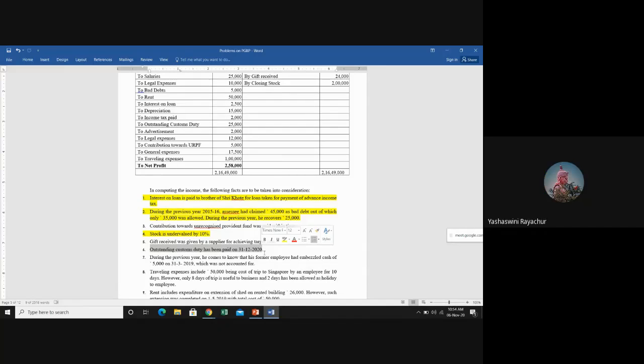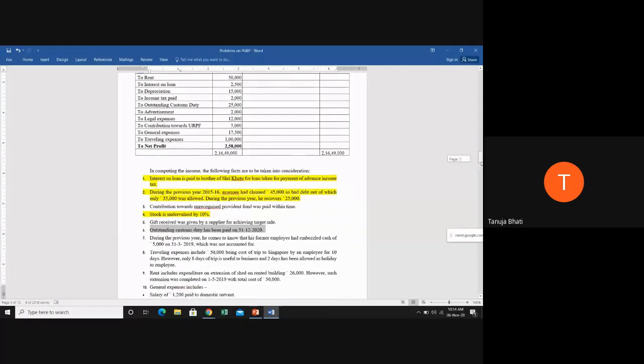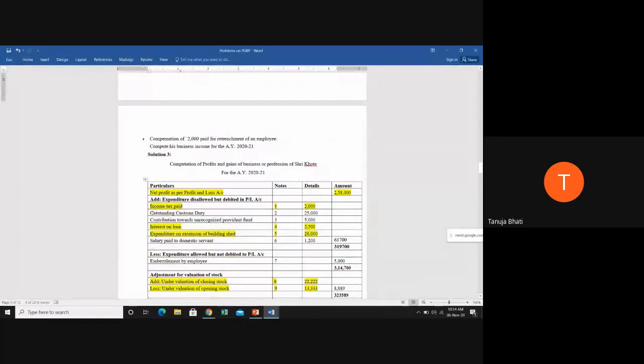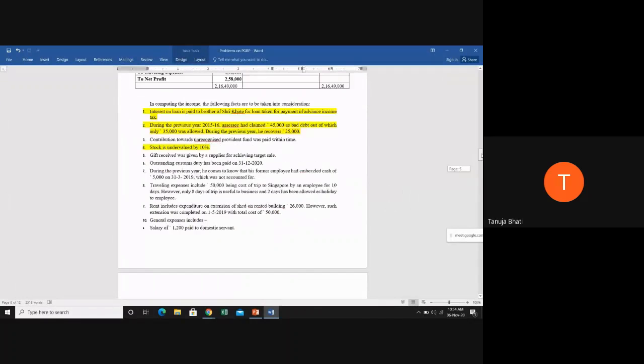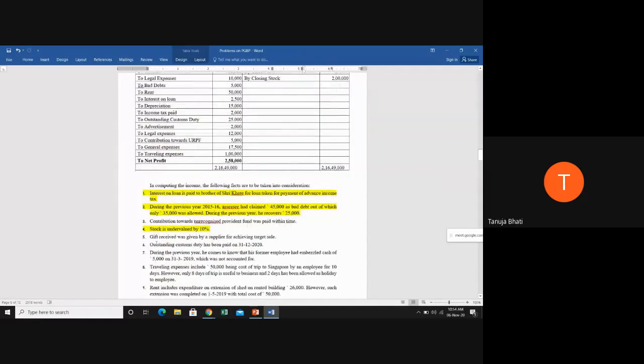No, ma'am. So if it is an expenditure which is not paid in the previous year, how can you take the benefit of it in the previous year? Therefore, will you allow it or disallow it? Ma'am, disallow. Therefore, we are disallowing this outstanding custom duty. And this will be allowable expenditure in the next previous year. When 2020-2021 will be the previous year, this particular expenditure will be allowable.